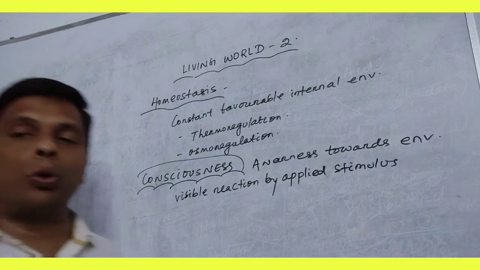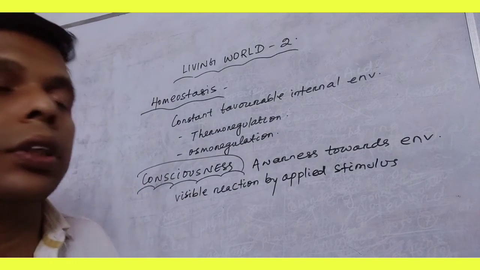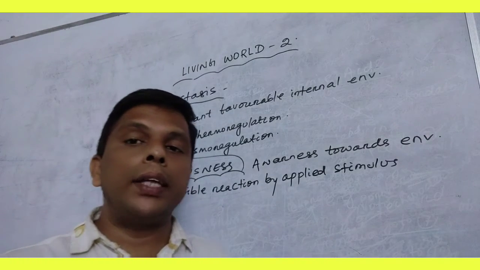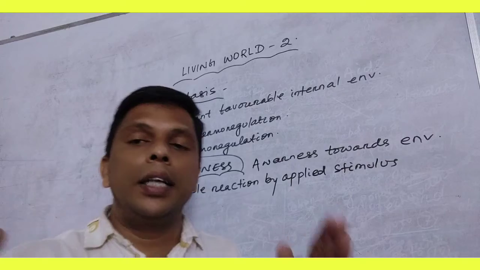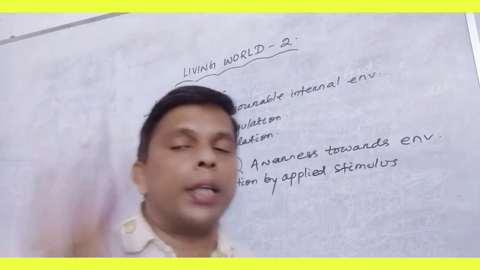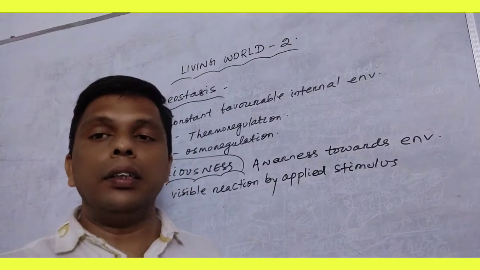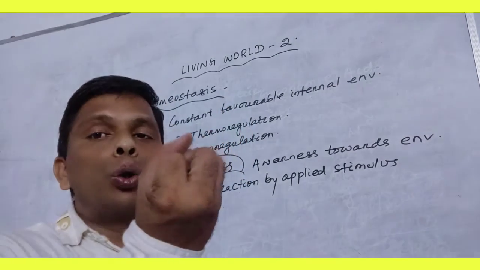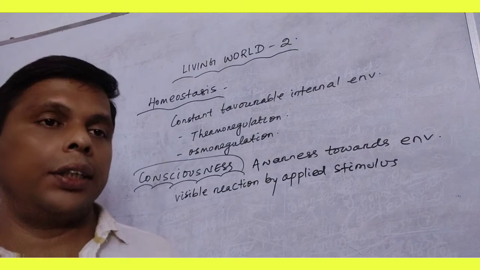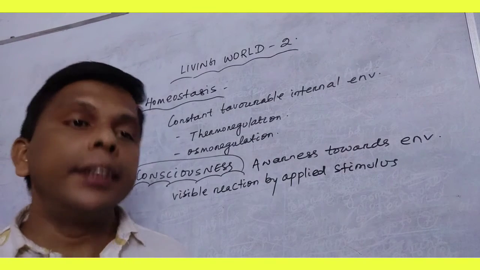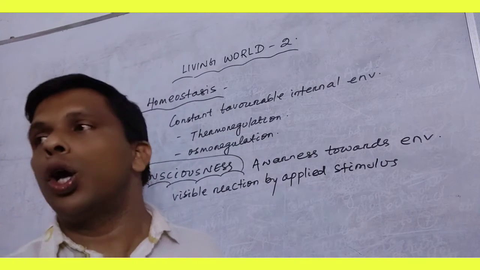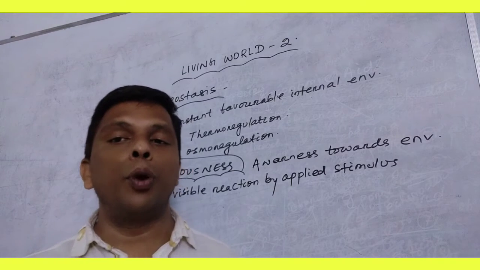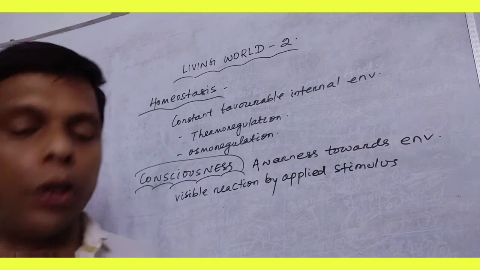Plants also react to stimuli. Suppose we place a plant away from light, immediately it will bend towards light. In the touch-me-not plant, the leaves close down on touching it. Human beings have self consciousness. So, consciousness is another important characteristic of living organisms.